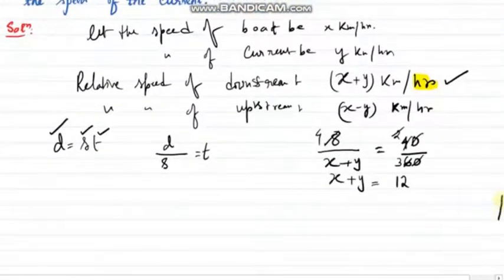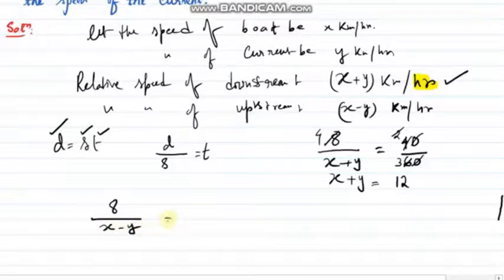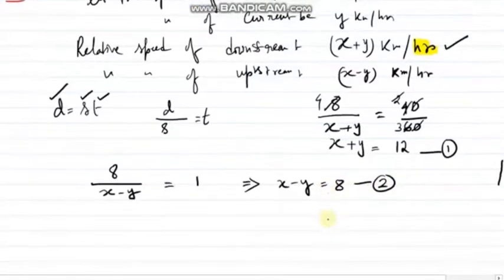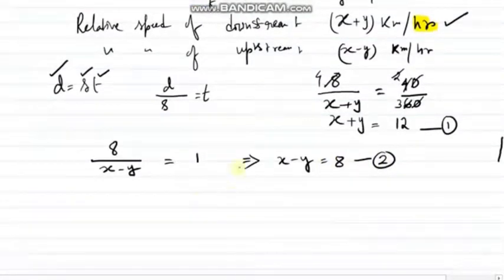Second one, same distance, 8 kilometers, he is returning upstream. So that time it's taking 1 hour. Obviously, if the speed is getting less, we need more time, correct? So if I cross multiply, can we write x minus y equals 8? So this is my first equation, this is my second equation. So if I solve these two equations, just check.